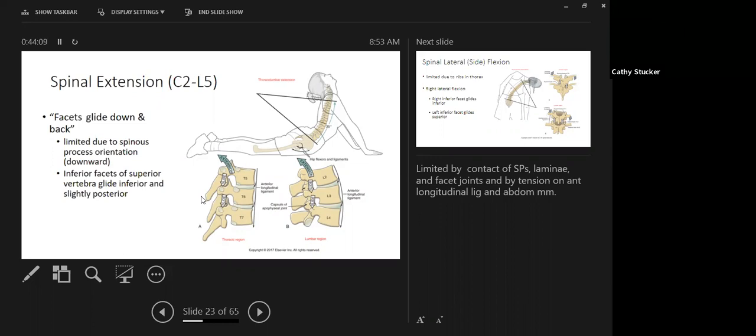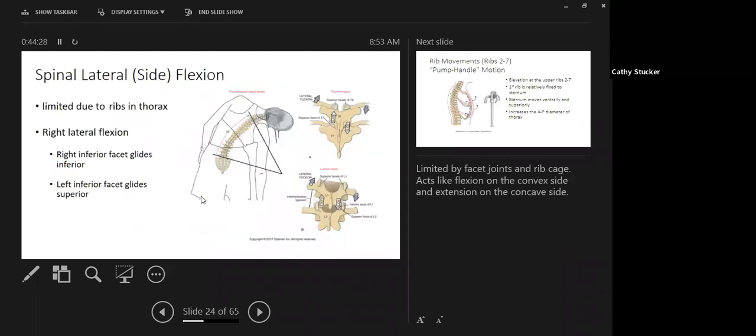The lamina also help to control this motion. They are closely associated with the spinous processes, so they're going to get some bending force. The facet joints have some limitation, and the anterior longitudinal ligament. Abdominal muscles can help too, but that's a dynamic component.